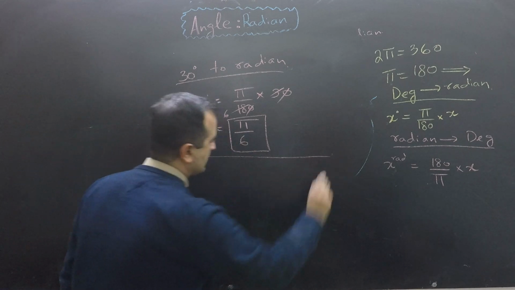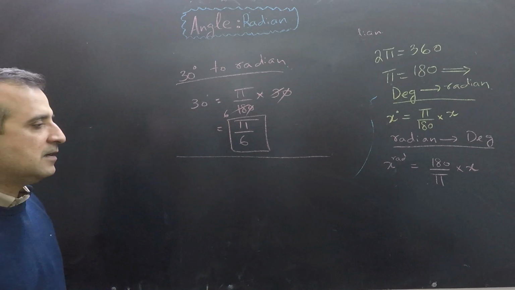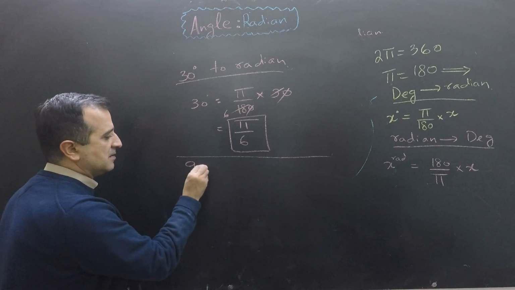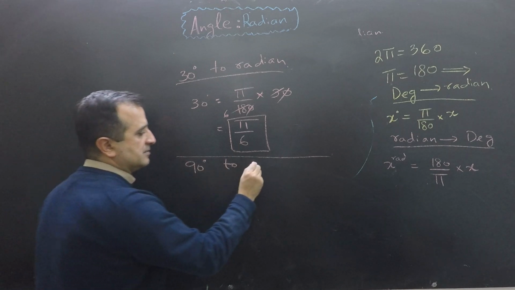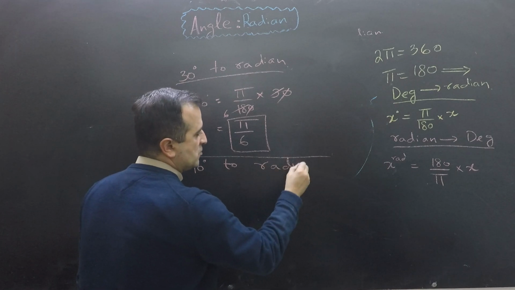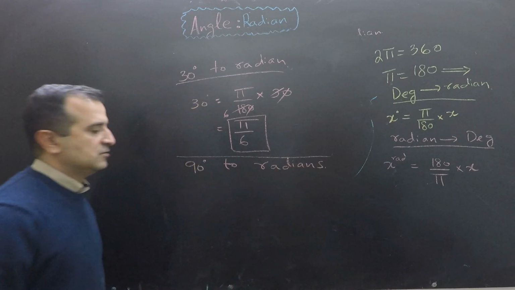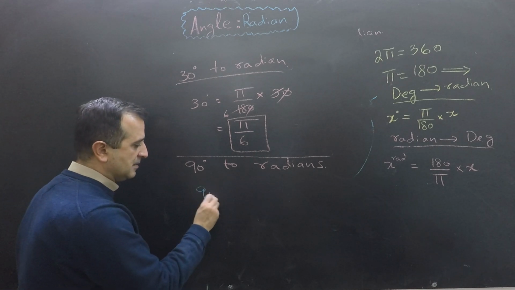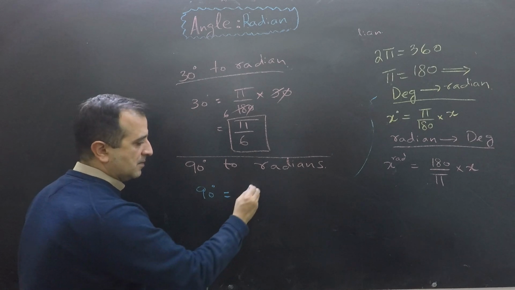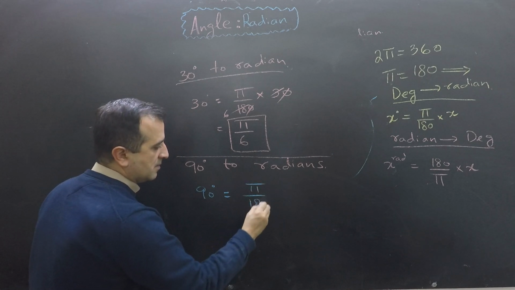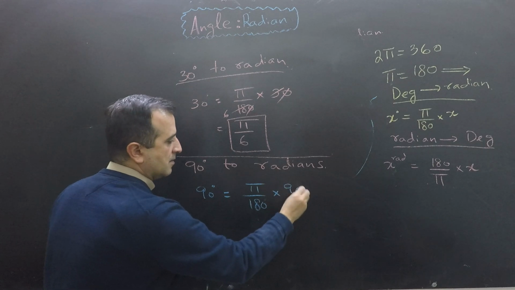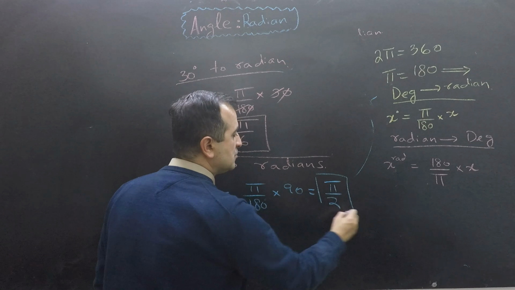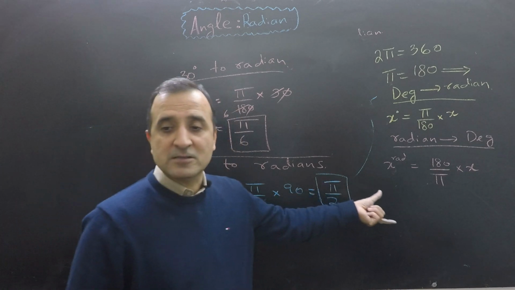Another question. What is 90 degrees in radians? You have to help me in this. What formula do I have to use? The top one. And what do I have to do? 90 degrees is equal to pi by 180 multiplied by 90, which will be pi by 2. This pi by 2 is used so many times that we have to remember it. Pi by 2 is 90.